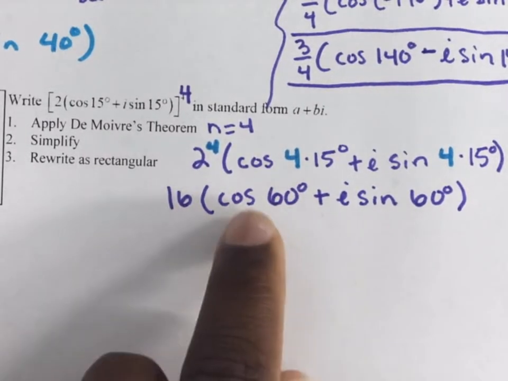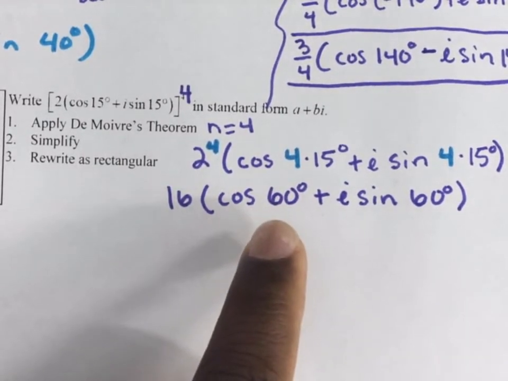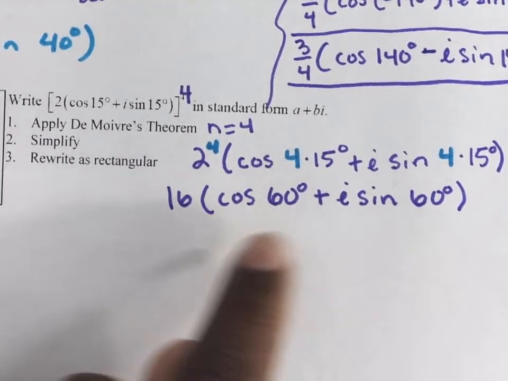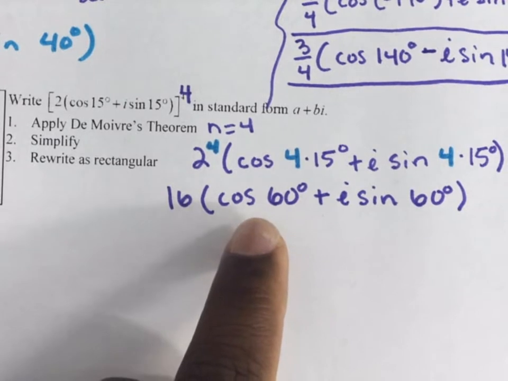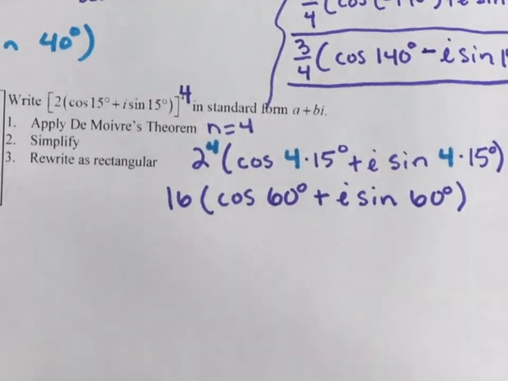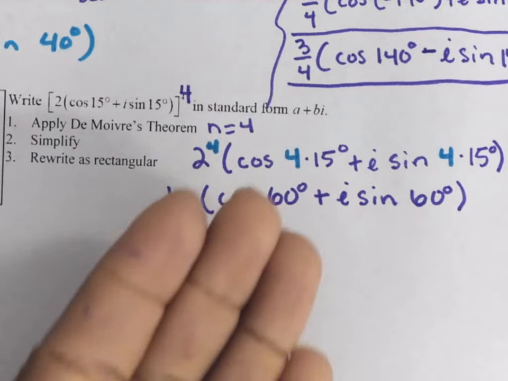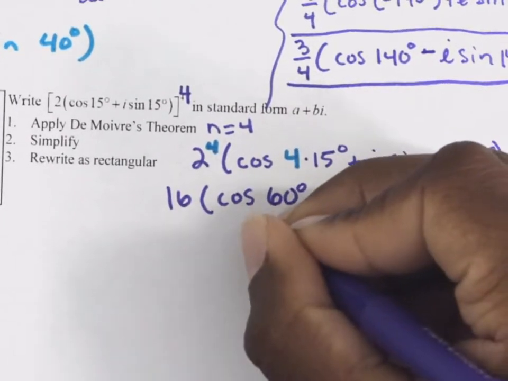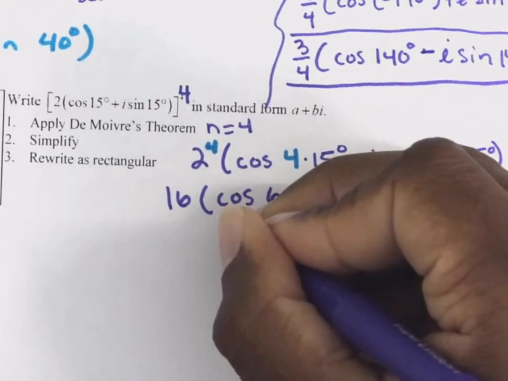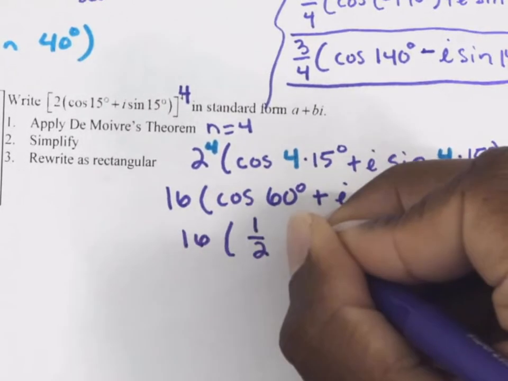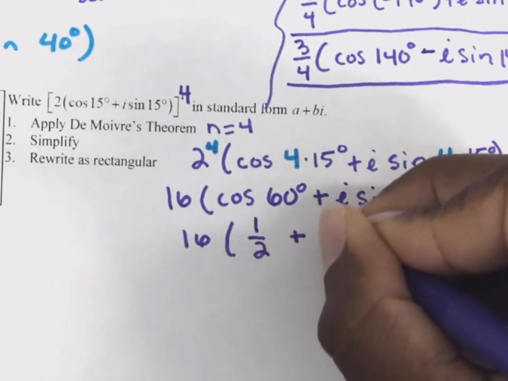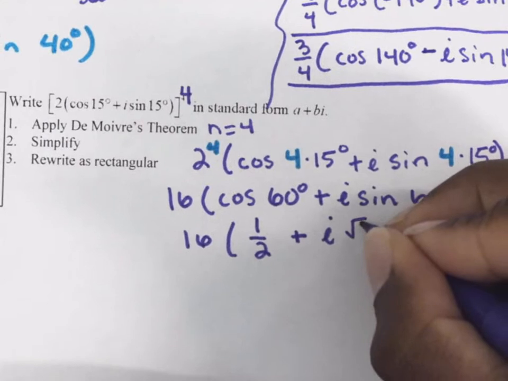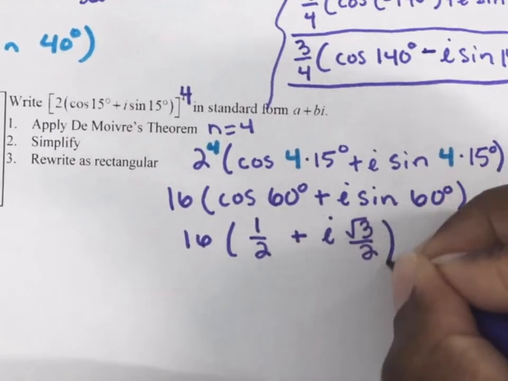So yes, the x coordinate is cosine. So basically, I just need these exact values, and then I'll multiply by 16. On my unit circle, if I had one, I would show you. But you go to 60 degrees. Cosine of 60 is the x coordinate. At 60 degrees, cosine is 1/2. So I'm going to replace it with this exact value. At 60 degrees, sine would be root 3 over 2. So I'll replace it with this exact value.